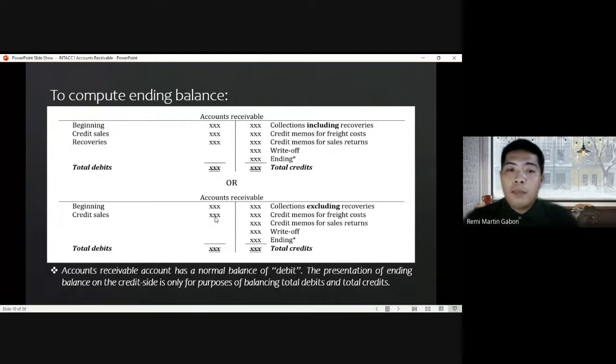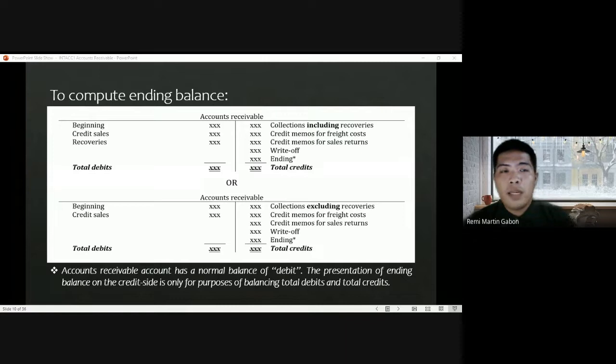Now, you might be confused because credit sale is a revenue account, and a revenue account has a normal balance of a credit. Why is it provided on the debit side of accounts receivable? The reason is that what we are analyzing is the account of accounts receivable. So there we are referring to the asset. By describing it as credit sale, we mean that there is a transaction that involves the arising of the accounts receivable, which is the credit sale. Kaya nasa debit side siya.